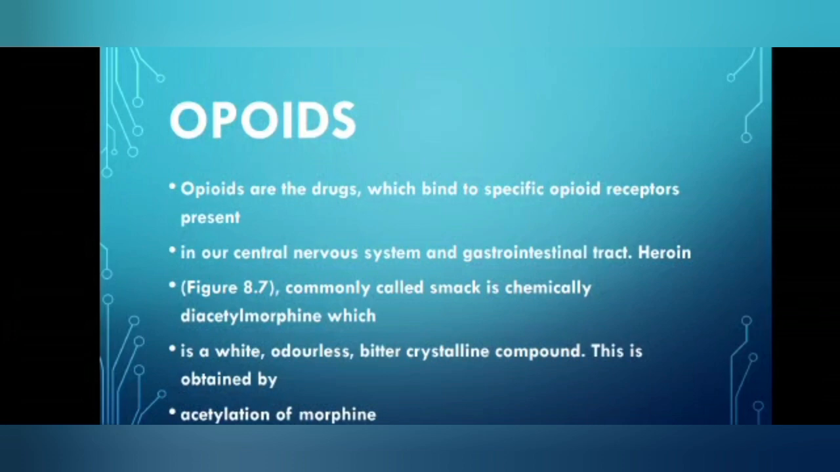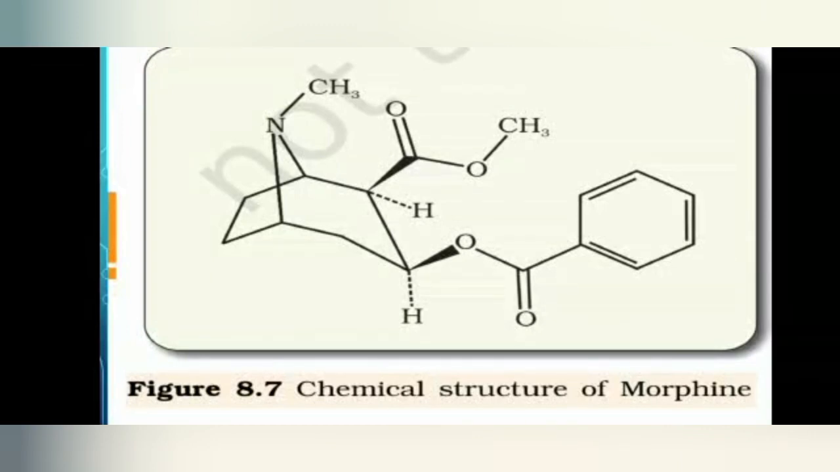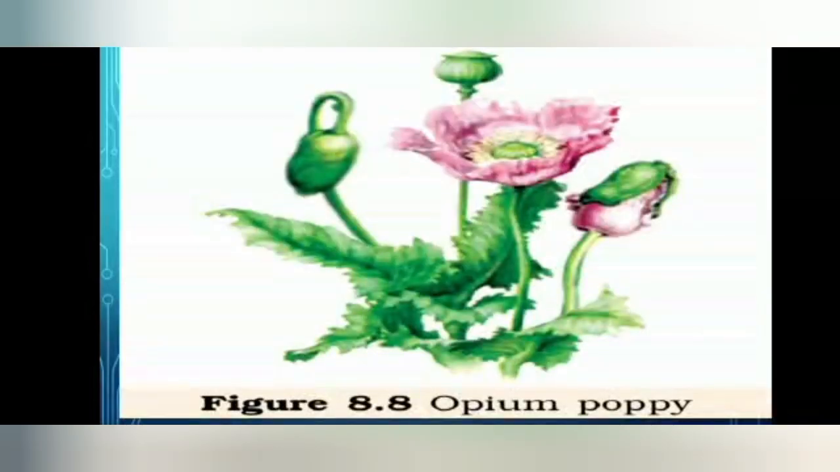Heroin, commonly called smack, is chemically diacetylmorphine, which is a white, odorless, bitter, crystalline compound. This is obtained by acetylation of morphine, which is extracted from the latex of the poppy plant Papaver somniferum, generally taken by snorting and injection. Heroin is a depressant and slows down body functions. This is the chemical structure of morphine. In this, a methyl group is attached in this ring. This is the leaves of opium poppy.